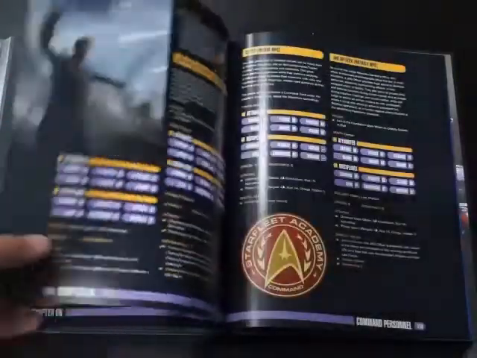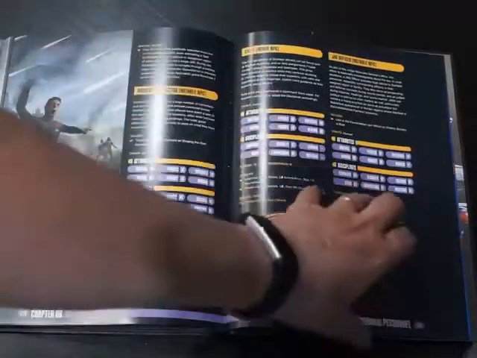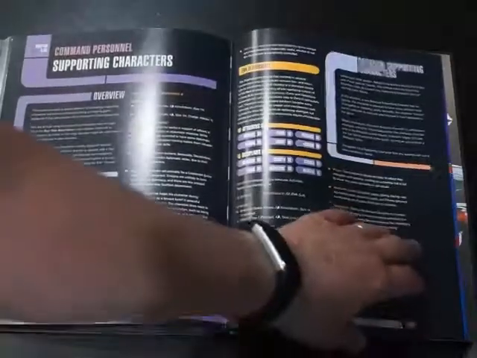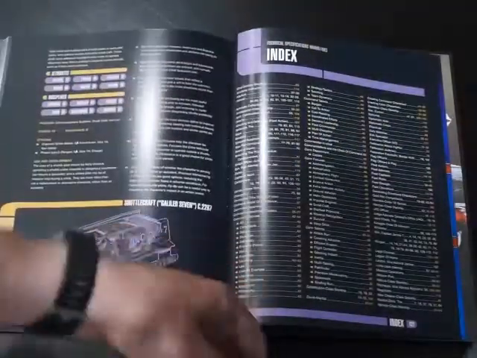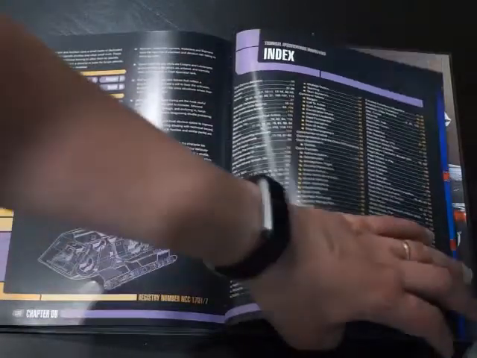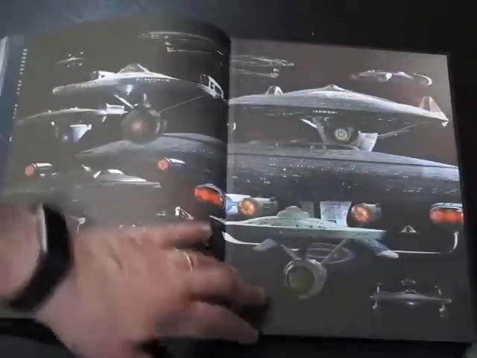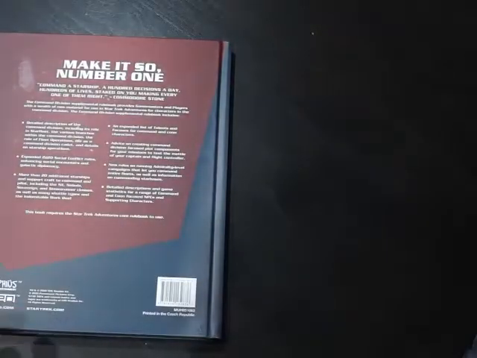Then we have some Starfleet personnel, people you'd expect, you might see JAGs and academy instructors or different bits and pieces. Supporting characters, we have a few people like legal counsels, shuttle pilots and stuff like that, adding more and more options. And then we go to the index and finish. So that is a flick through the book.